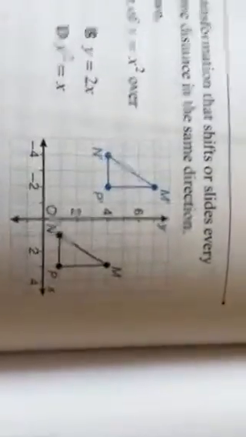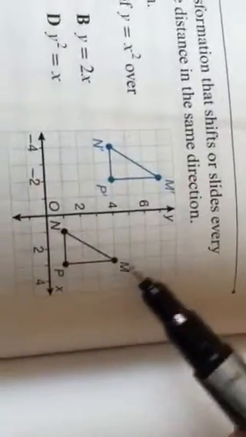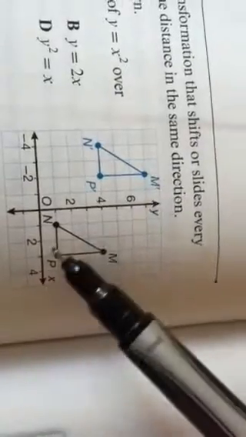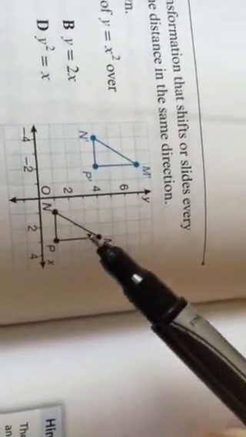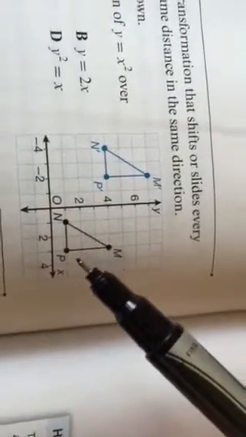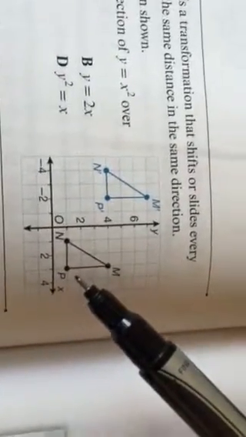Let's come over to the figure. Here you can see that M slides over and P slides over. We haven't rotated around any side. We haven't reflected it. Therefore, we have a translation.